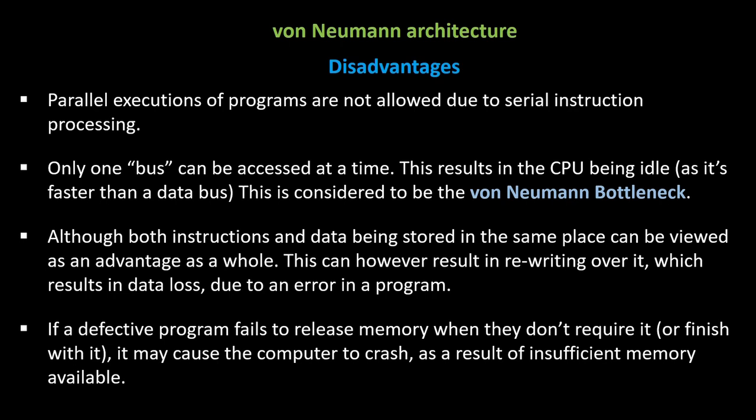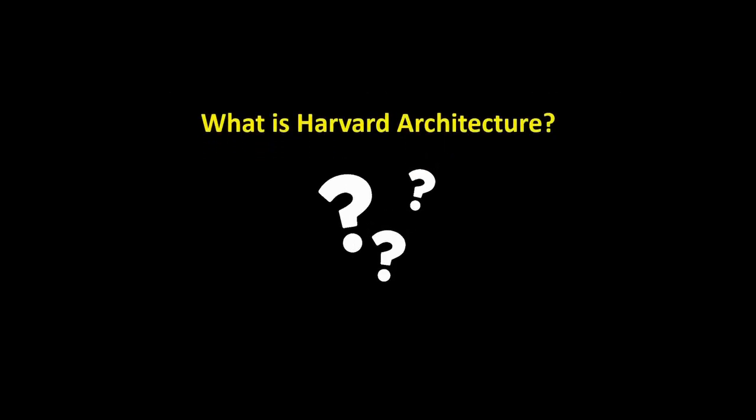And there you have it, the fundamentals of von Neumann architecture, some of its advantages and disadvantages. It offers a simplified design, unified memory access, and programmer control over memory organization. However, limitations such as the lack of parallel execution, the potential for data loss, and the possibility of crashes due to memory mismanagement should also be considered. Now let's move on to Harvard architecture.